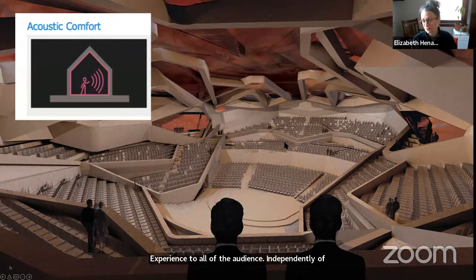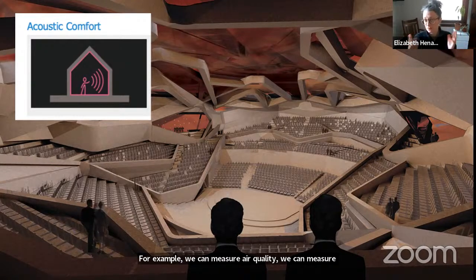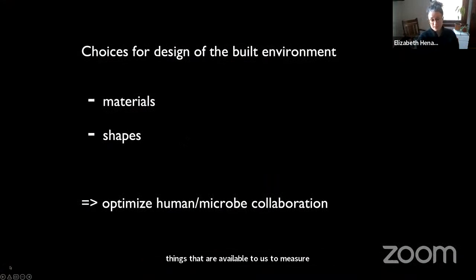So those are just a couple of things that we can measure about our environment, but we can measure a bunch of other things. We can measure light, for example. We can measure air quality. We can measure CO2 concentration. And we make all sorts of decisions for our built environment in order to optimize these things that are available to us to measure. But what's emerging now, with this tool of DNA sequencing, is that we are able to develop a microbial metric of our spaces. And so the challenge, to me, in design for the next century is being able to appropriately use this microbial metric to fold that into our design practices. So in this case, it would be choosing materials and shapes, but optimizing for human microbe collaboration.